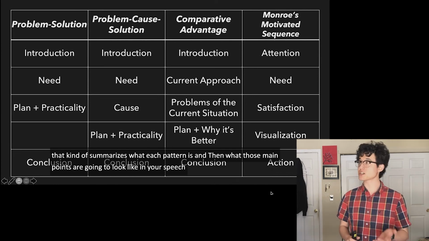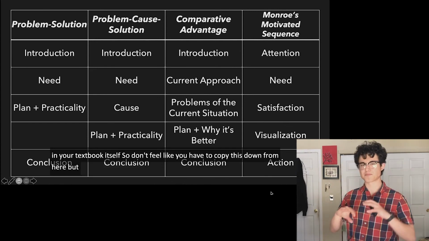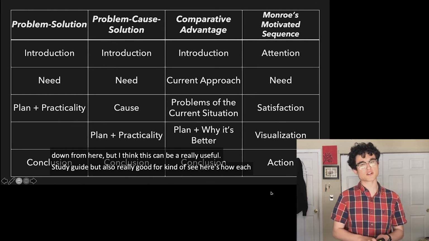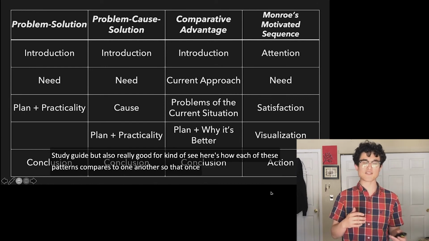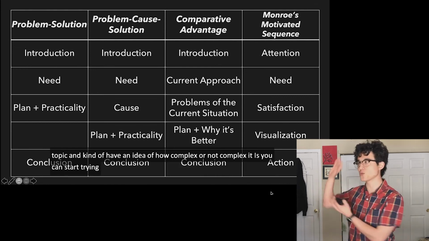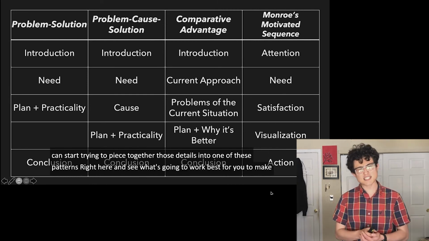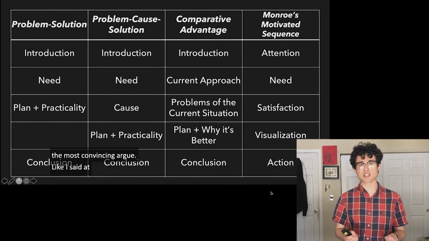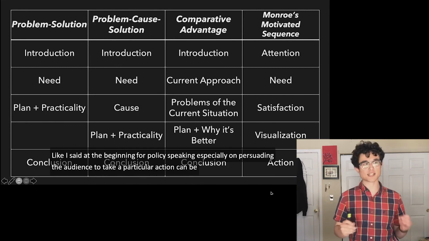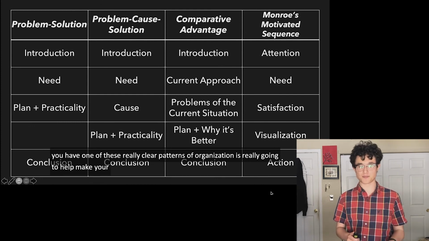Now this same table is in your textbook itself, so don't feel like you have to copy this down from here, but I think this can be a really useful study guide, but also really good to see how each of these patterns compares to one another, so that once you've chosen your topic and have an idea of how complex or not complex it is, you can start trying to piece together those details into one of these patterns and see what's going to work best for you to make the most convincing argument. Like I said at the beginning, for policy speaking especially, persuading the audience to take a particular action can be difficult, so making sure you have one of these really clear patterns of organization is really going to help make your speech as persuasive as possible.